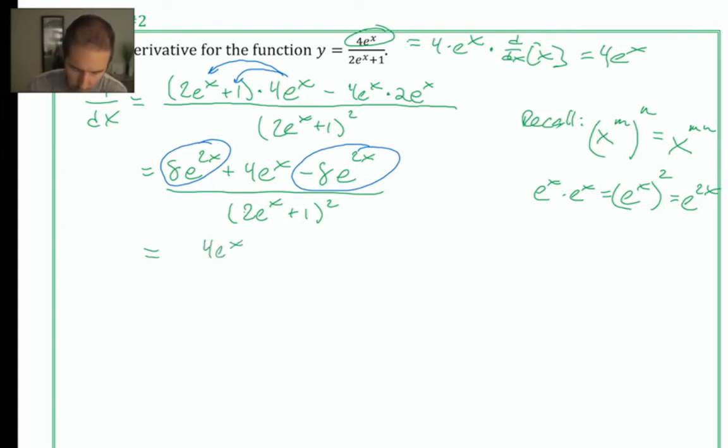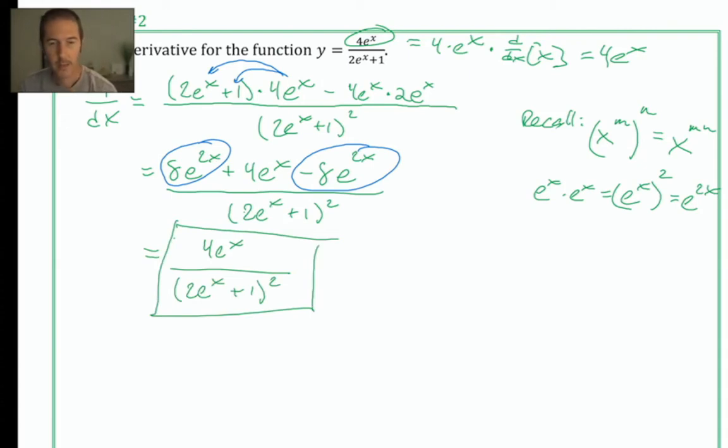Numerator is 4e to the x. Denominator is the same. And that is not much of a rectangle that I drew around that, but that is indeed my final answer.